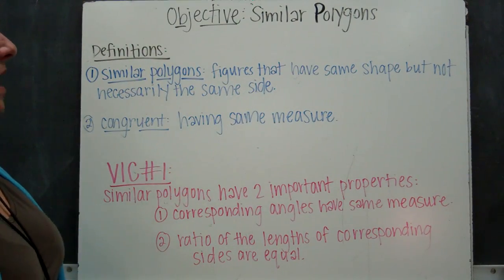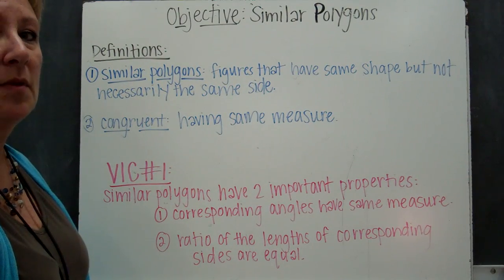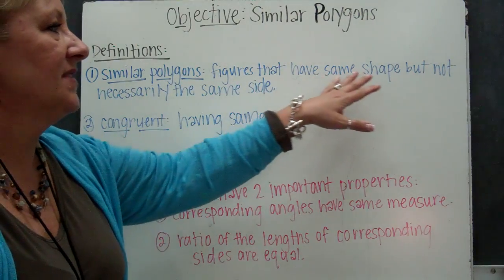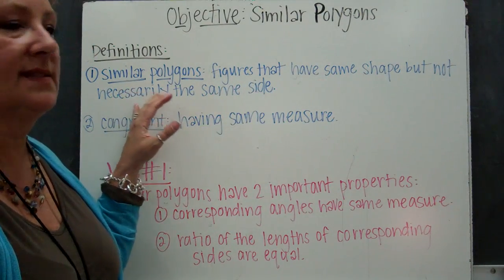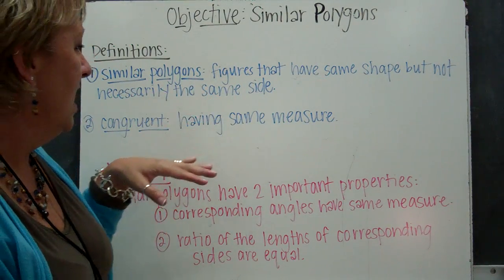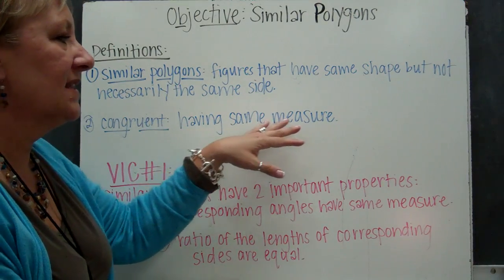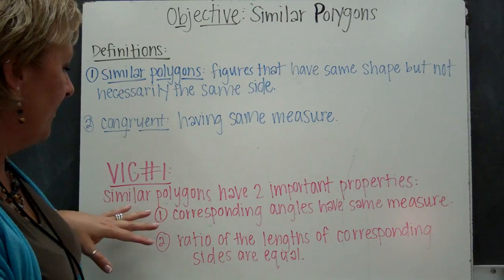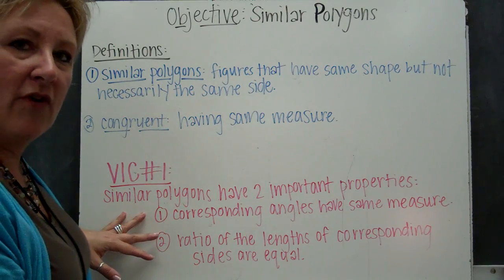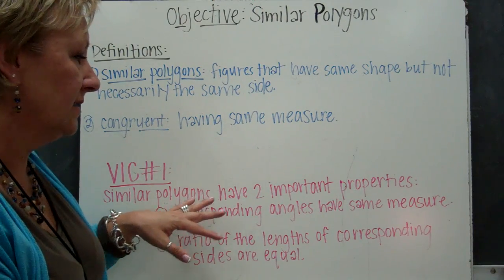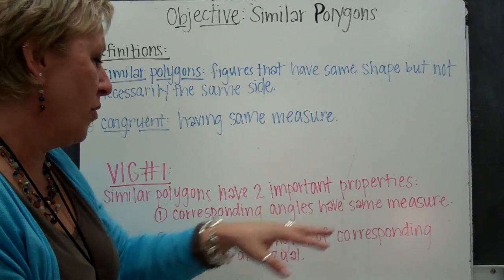Going to be talking about similar polygons. Some definition: similar polygons are going to be figures that have the same shape, but not necessarily the same sides. We're going to also talk about congruent, or revisit this, having the same measure. Very important concept number one, whenever I'm talking about similar polygons, they have two important properties.